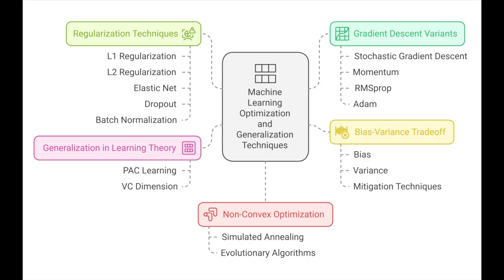The bias variance trade-off is all about finding that sweet spot between a model that's too simple and one that's too complex. Wow, this is getting deep. It sounds like optimization and generalization are crucial for making sure our models don't just learn, but learn effectively and can actually be useful in real-world situations. Exactly. It's about ensuring our models are ready to handle the complexities of the real world.